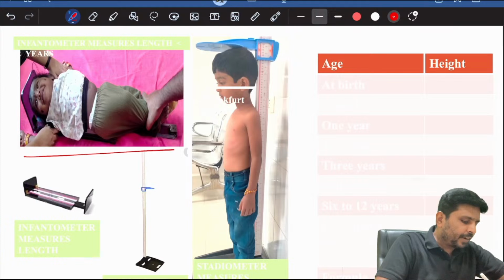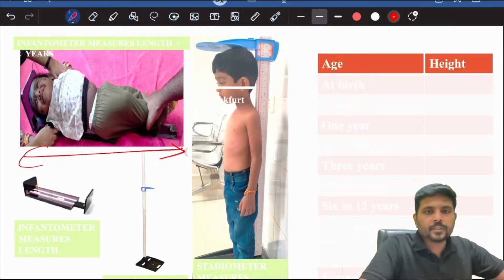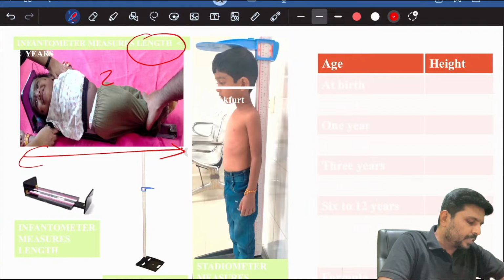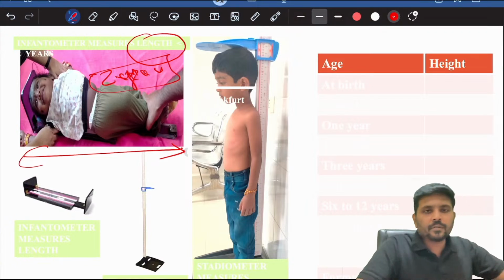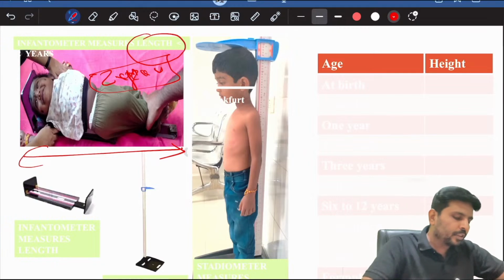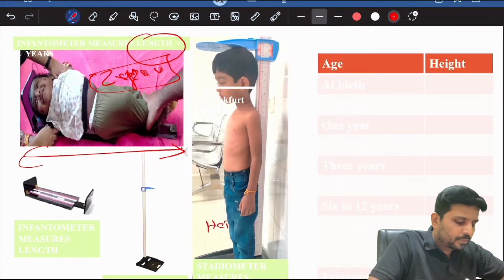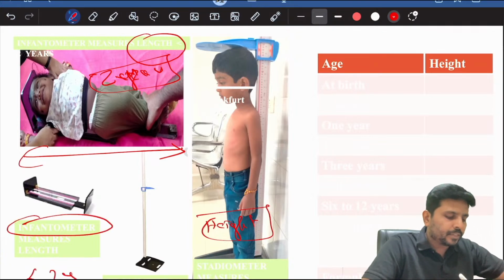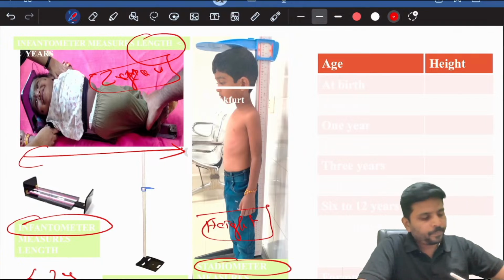This is called an infantometer. Infantometer is to measure the length of the child. Length of the child means less than 2 years. Less than 2 years, we use the word length, and more than 2 years, we use the term height. Length is measured by means of an infantometer, and height is measured by means of a stadiometer.